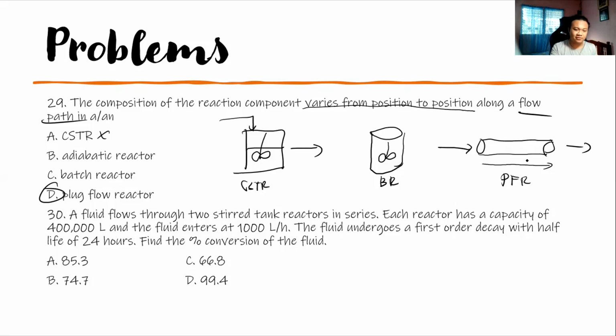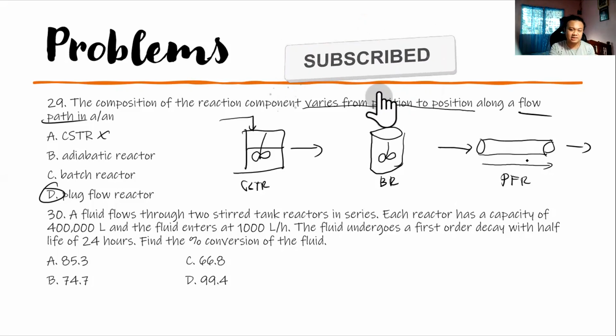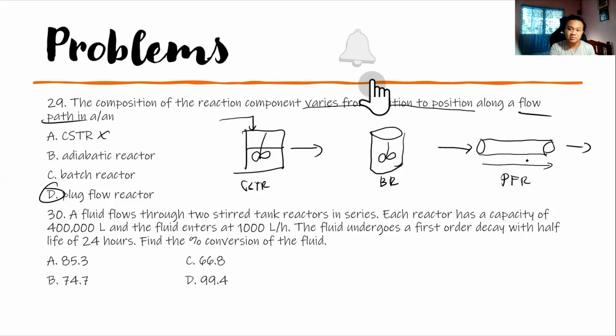Lastly, we have a fluid through two stirred tank reactors in series. Each reactor has a capacity of 400,000 liters and the fluid enters at 1,000 liters per hour. The fluid undergoes first order decay with a half-life of 24 hours. Find the conversion of the fluid.